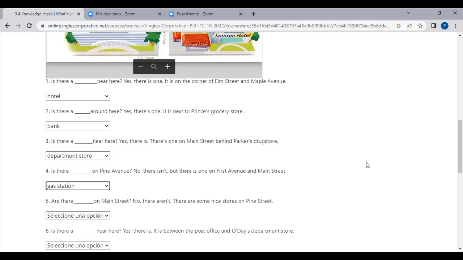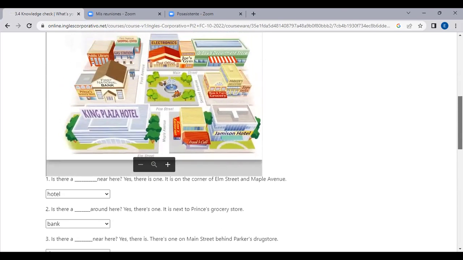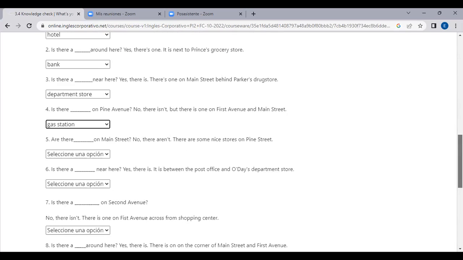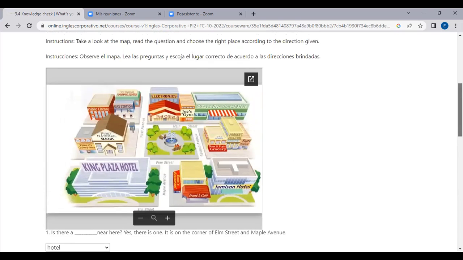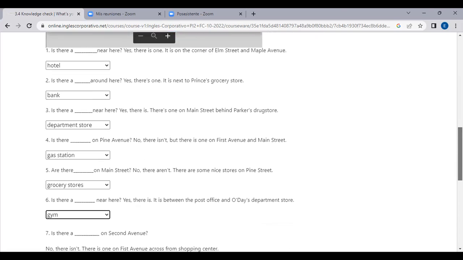Number five. Are there grocery stores on Main Street? No, there aren't. There are some nice stores on Pine Street. Let's see, Pine Street. I have two grocery stores on that street. So, grocery stores. Number six, is there a gym near here? Yes, there is. It is between the post office and O'Day's department store. The gym. Okay, you say gym. Between the post office and O'Day's department store, Joe's Gym is the place.